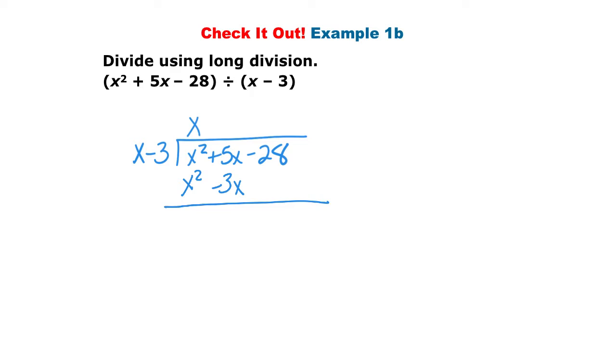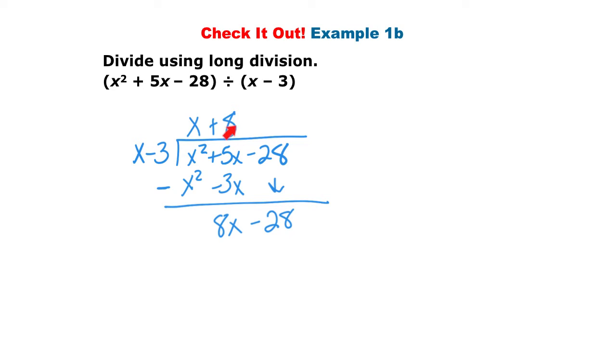And then just like in regular division, we're going to subtract everything. And so x squared minus x squared is nothing. And 5x minus a -3x is going to be 8x. And then we bring down what's left. And now I have to decide x times what gets us 8x. And that's going to be 8, so I have plus 8 up there.